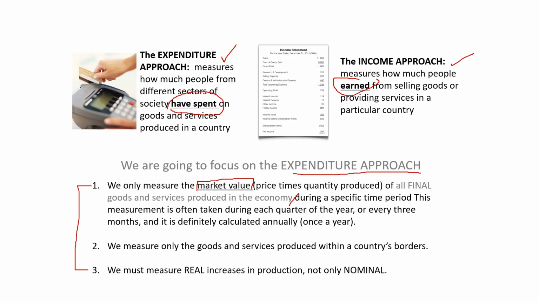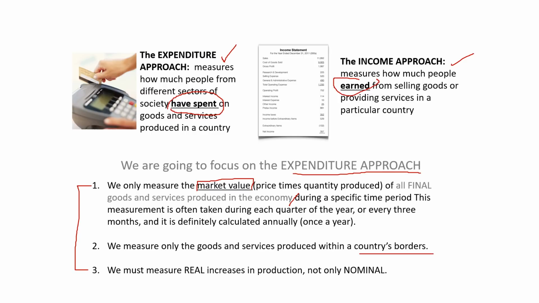The second point is we measure only the goods and services produced within a country's borders. We mentioned that earlier as well. So anything produced, for example, inside Bahrain will be part of our GDP. If our Bahraini citizens are producing a product in, let's say, Dubai, it won't be counted in our GDP, right? It will be counted in our GNP, which is gross national product.